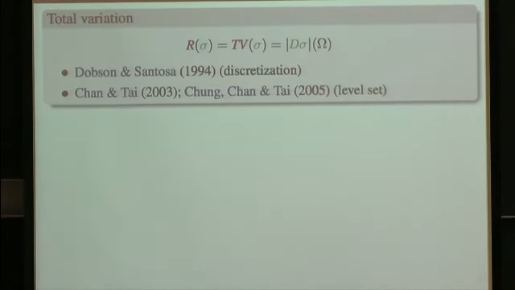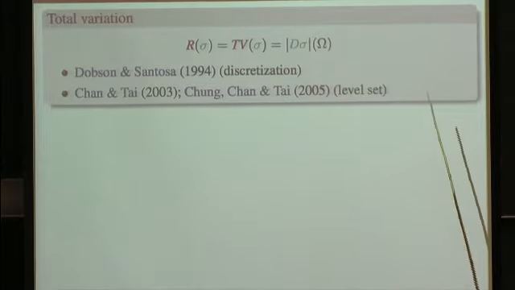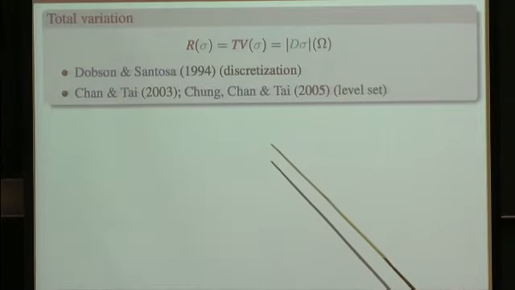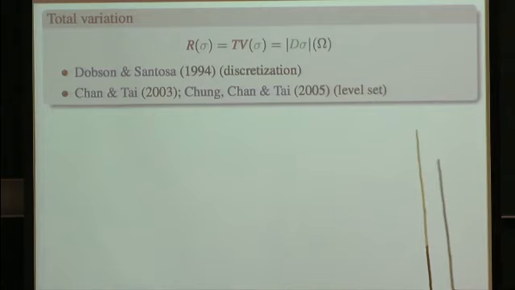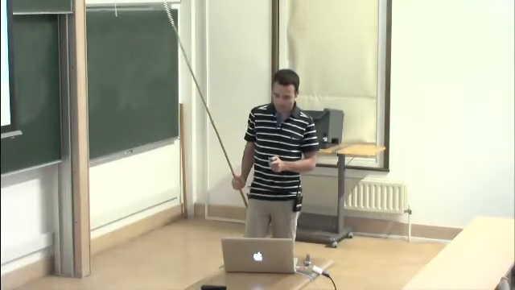Okay, and what you do when you have to deal with discontinuous conductivities, well, the problem is ill-posed, so you need some kind of regularization, and usually you use some kind of natural regularization. One example is, of course, the total variation regularization, and this has been used by Dobson and Santosa in connection with a discretization method for computational purposes, and by Tony Chan and collaborators with level set methods.